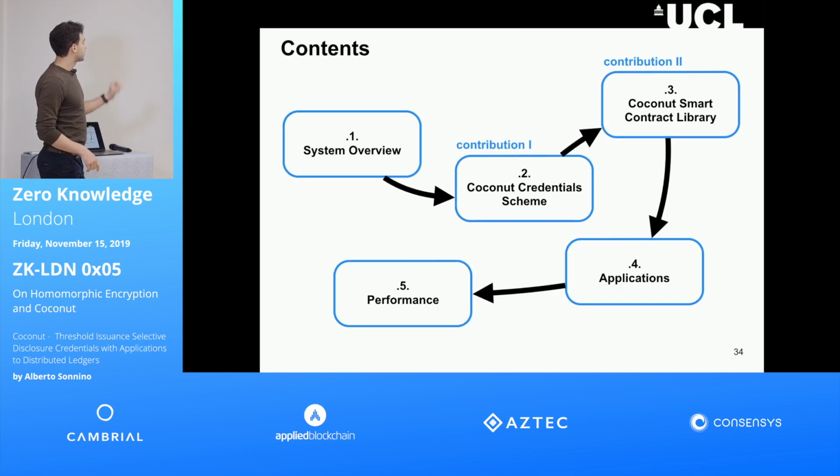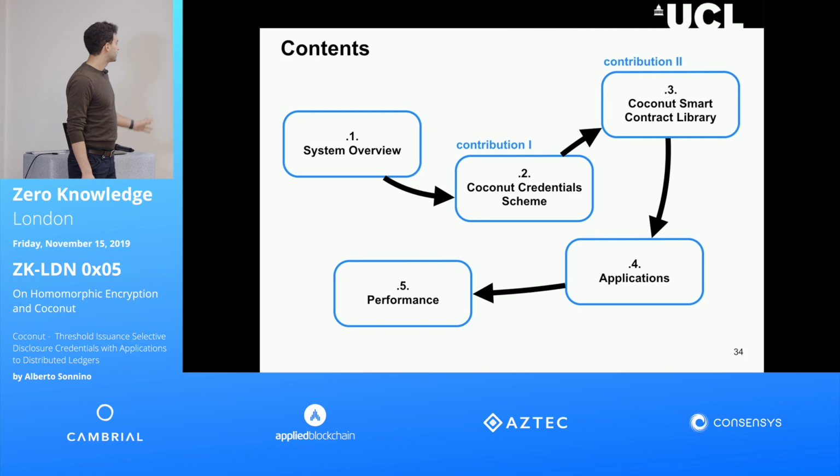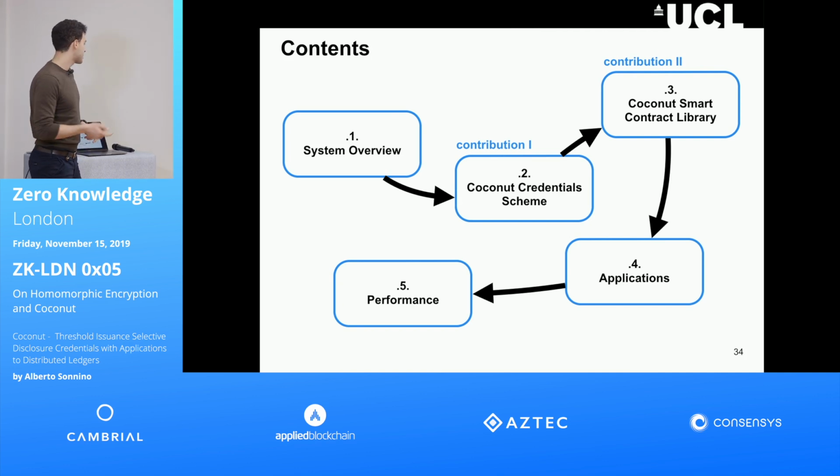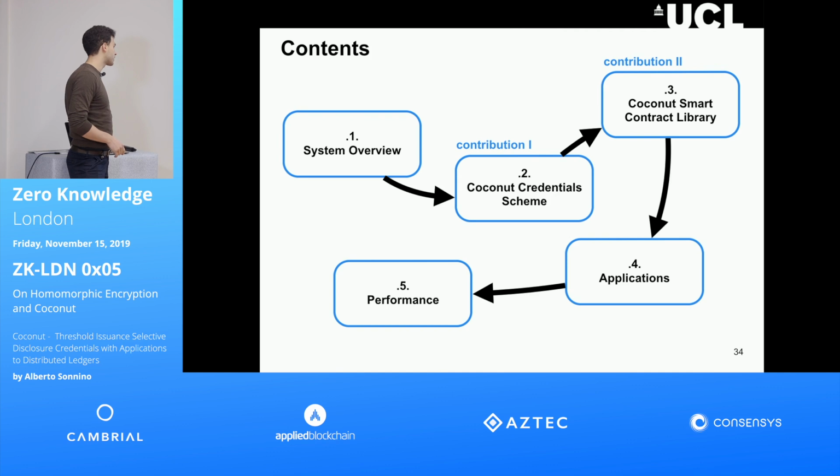So this is a bit of the content. For the overview, we'll go through the scheme, the library, and then show you some applications which were not really possible before having the threshold issuance, and then some performance and numbers that we get from that.